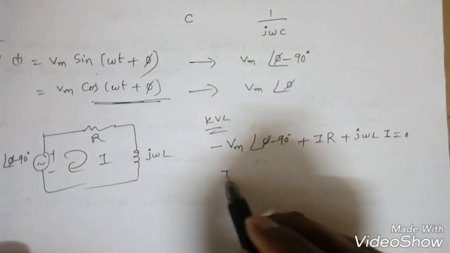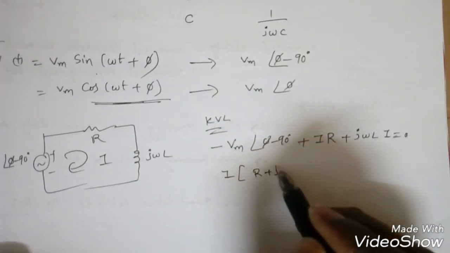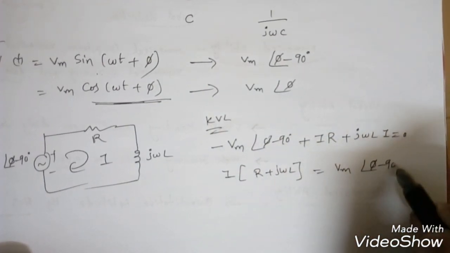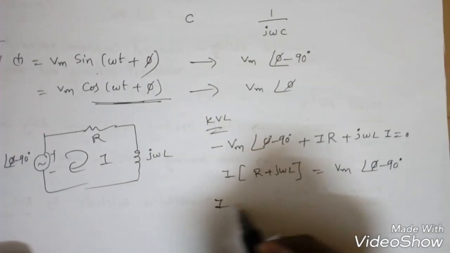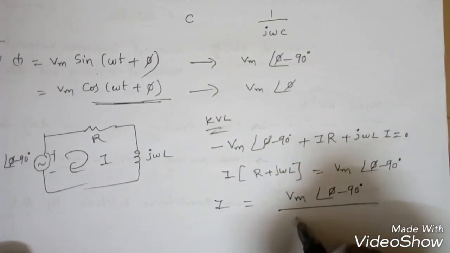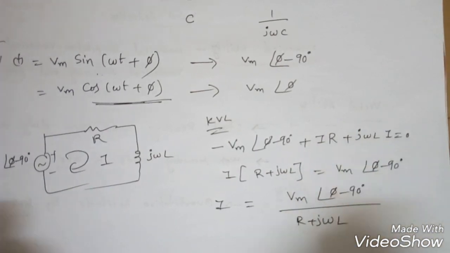Now what we need? I. So if I take I common, it will become R plus j omega L is equal to Vm angle pi minus 90 degree. So what is I here? We will get Vm angle pi minus 90 degree by R plus j omega L.